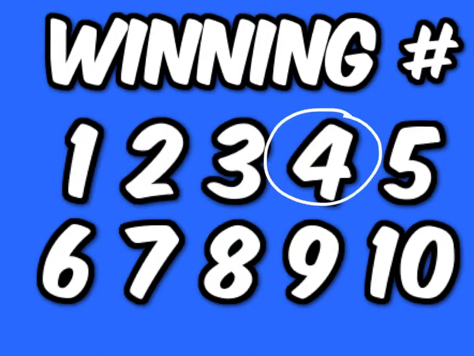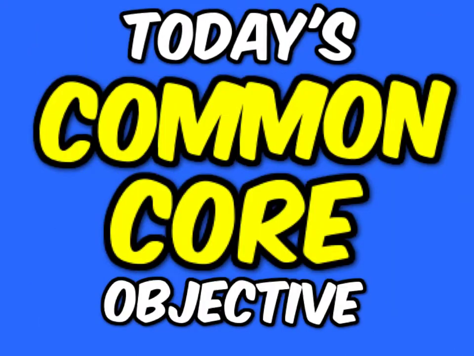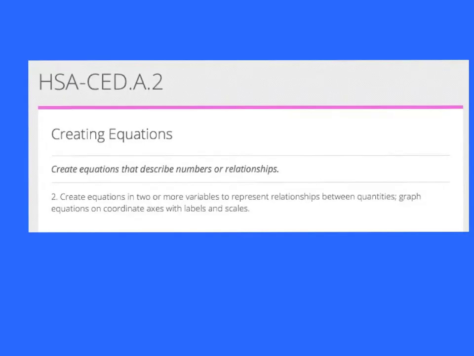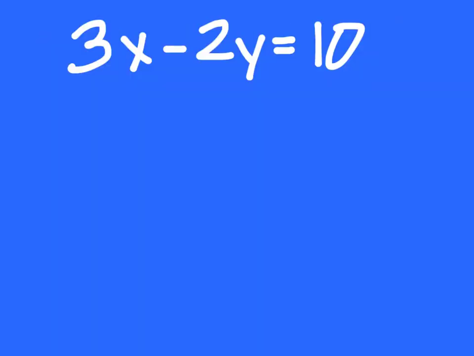The winning number should be 4. Today's objective, we're going to review graphing equations on coordinate axes by converting from standard form to slope-intercept form. Here's the first example. What should I do first?